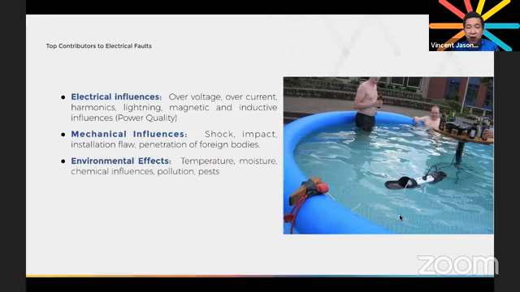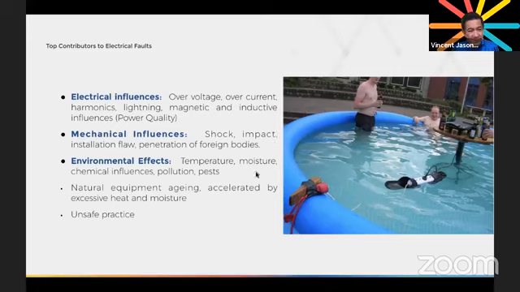Environmental effects: higher temperatures, moisture, chemical influences. There are some facilities out there that have a very corrosive atmosphere, and that chemical influence becomes quite an important part whenever we're monitoring for electrical safety. Of course, whenever you have pollution and pests. I really don't know why rats' favorite is XLPE, but yeah, they love nibbling on that cable. You have natural equipment aging, of course. Sometimes when they're older, they're accelerated by excessive heat and moisture. And just like these guys right here, unsafe practice.